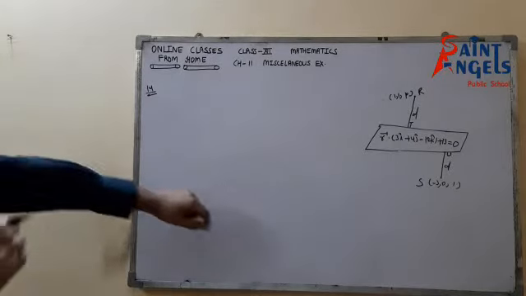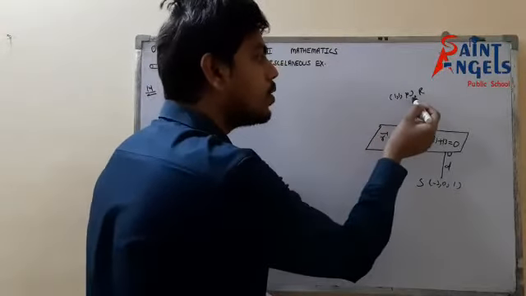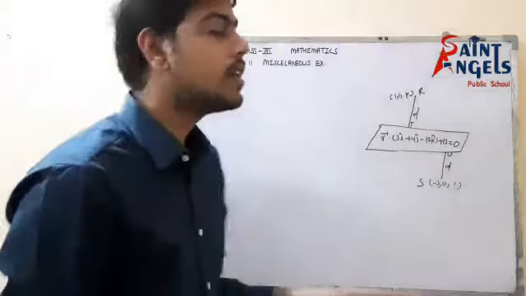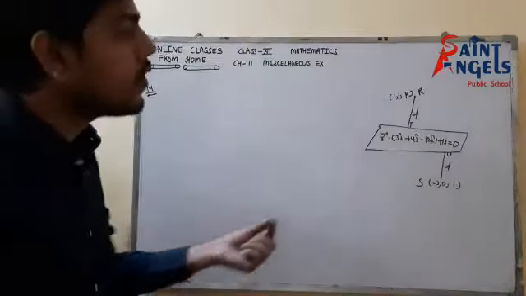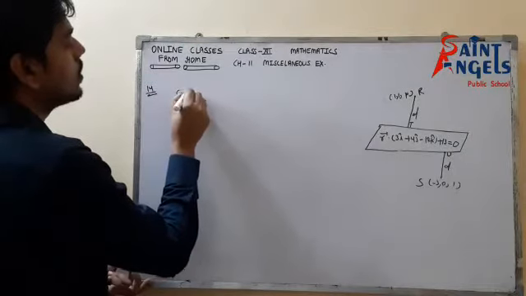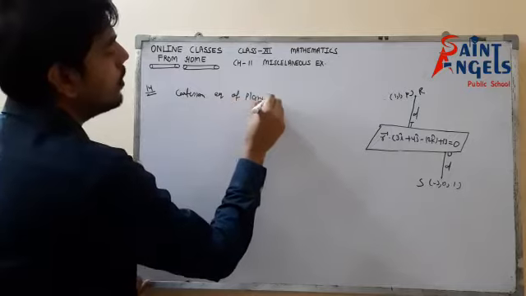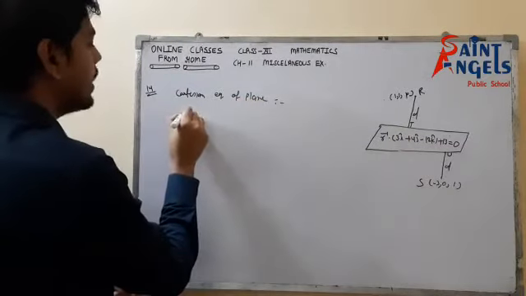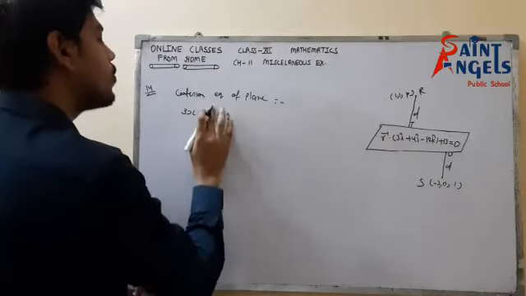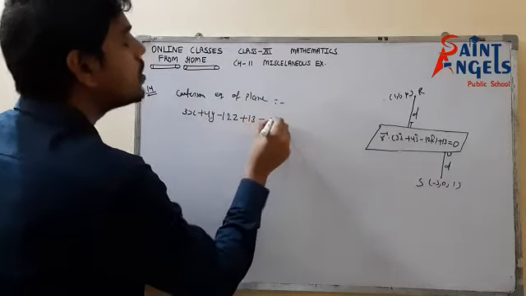Now look at question number 14. In question number 14, we are given that the distance of point R to the plane and the distance of point S to the plane are equal, then find the value of P. So first of all, we'll write the Cartesian equation of the plane. That is 3x plus 4y minus 12z plus 13 equals 0.